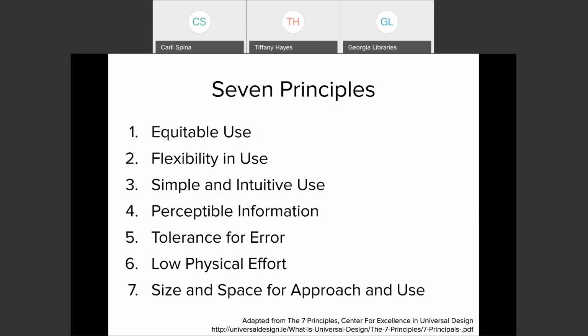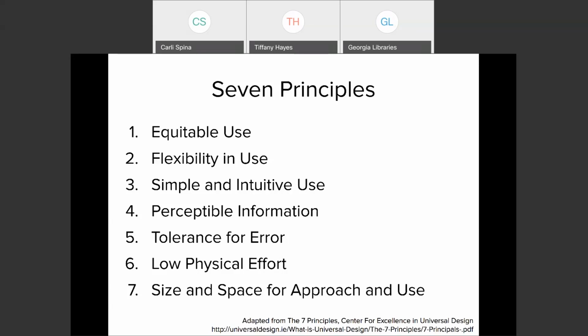The second one is flexibility in use. The third one is simple and intuitive use. Next, perceptible information, tolerance for error, low physical effort, and size and space for approach and use. And taken together, these are really meant not to be the be-all and end-all of universal design, but to be the things that you need to think about whenever designing something, or whenever redesigning or evaluating something, as a way of making sure that you're touching upon everything.